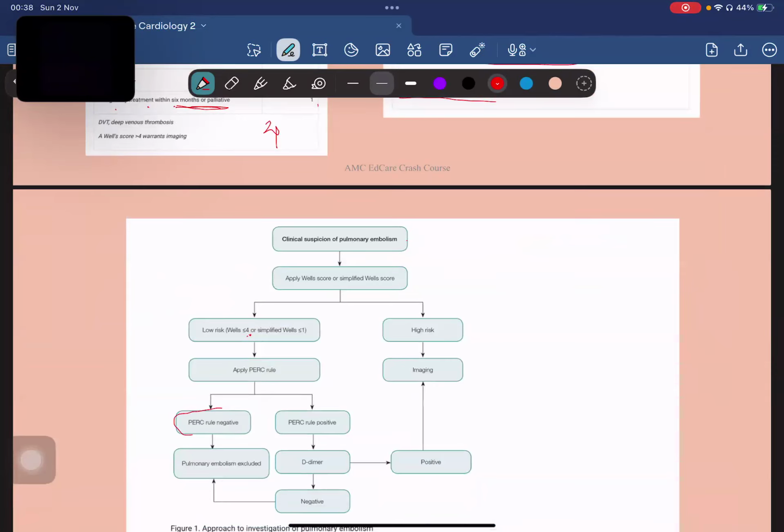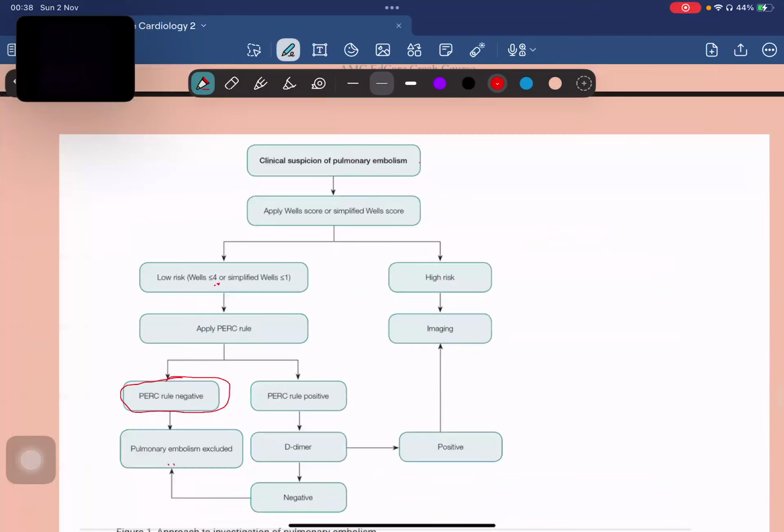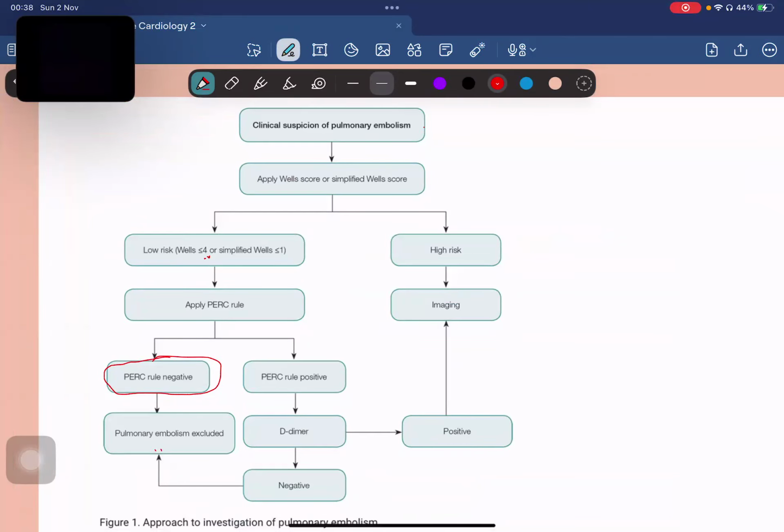And if the PERC rule is negative, we could safely exclude pulmonary embolism. But if the PERC rule is positive, we would go for a D-dimer test next. And in that case, if the D-dimer test is negative, then we exclude pulmonary embolism. So in DVT, we divided it into likely, less likely, and we remembered imaging and D-dimer. And for the other one, D-dimer, imaging. In this one, just one way. You go for Wells score, go for PERC, then D-dimer, and if it's negative, it's excluded. If it's positive, then you go for imaging.